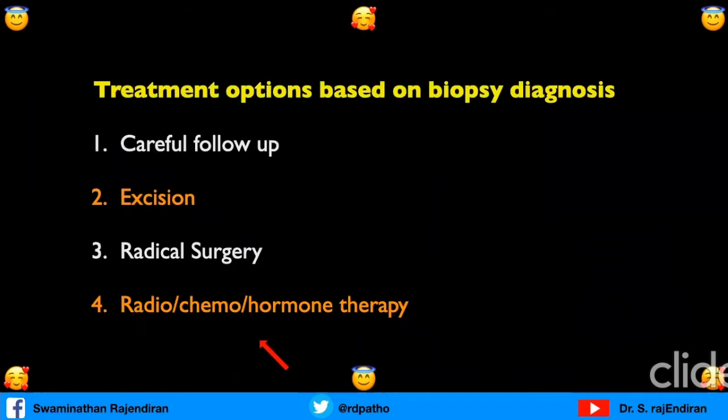So treatment options based on biopsy diagnosis: it can be careful follow-up, for example, fibrocystic changes, follow-up. Excision for atypical ductal hyperplasia, radical surgery in cancers without metastasis. And when there is metastasis, preoperative or postoperative radiotherapy, chemotherapy, and hormone therapy. But surgery is the mainstay in breast cancer. Okay, keep that in mind. And radiation, chemotherapy, or hormone therapy in advanced stages, or whenever the prognostic factors, for example, ER and PR, are positive, we may add this. But the stage of the disease determines whether they need chemotherapy or hormone therapy.